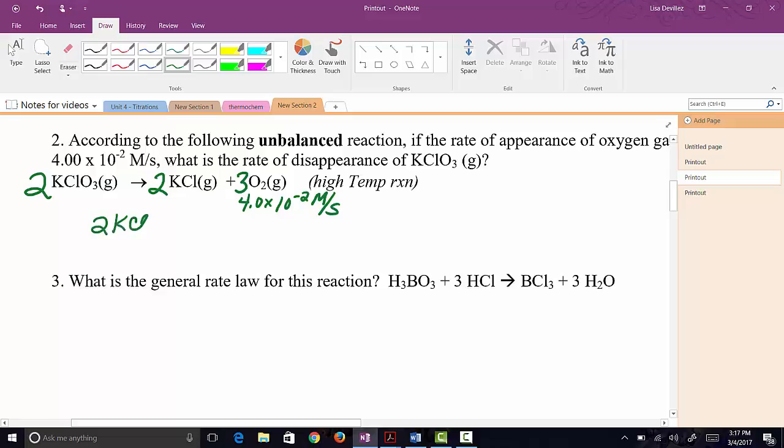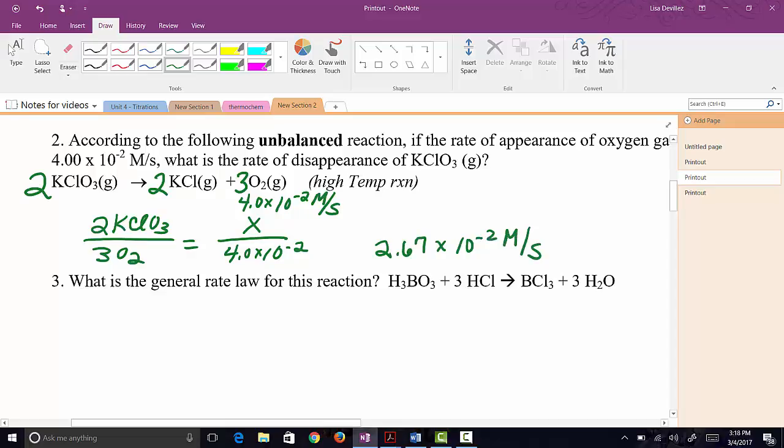So here, 2 KClO3 to 3 O2. And then the oxygen is 4 times 10 to the minus 2 over x. And so x is going to be 2 times 0.04 divided by 3. So that's going to give me 2.67 times 10 to the minus 2 molarity per second.